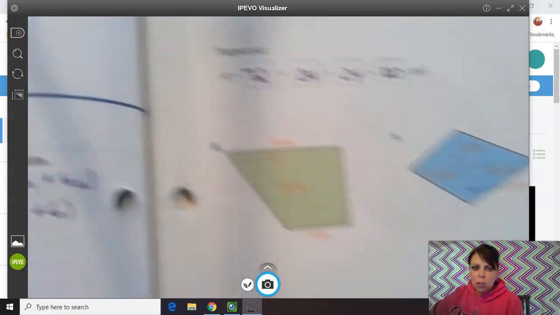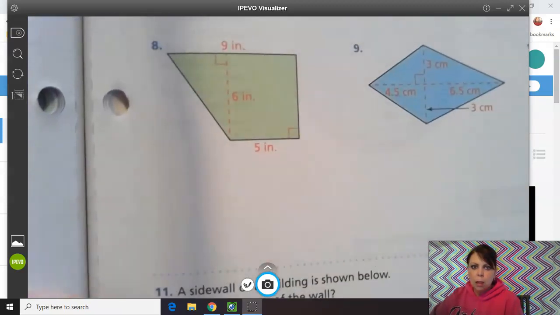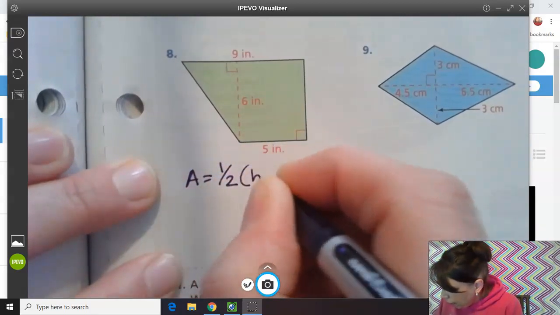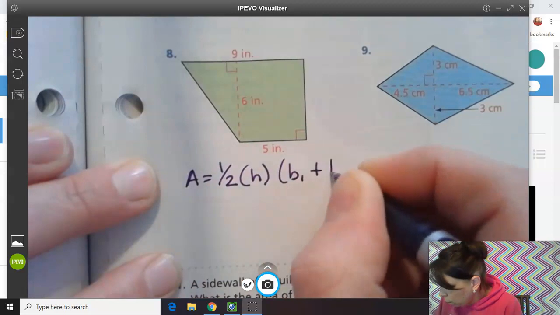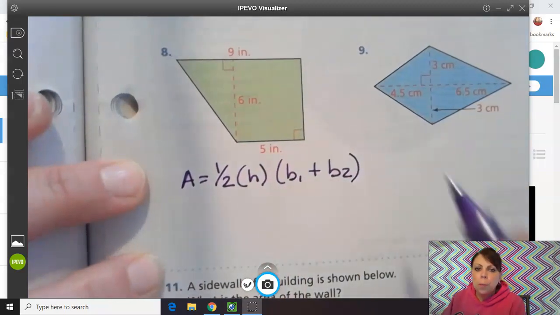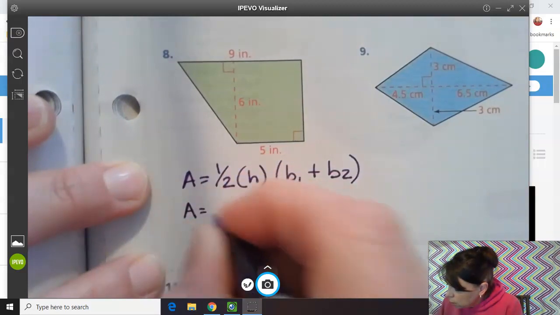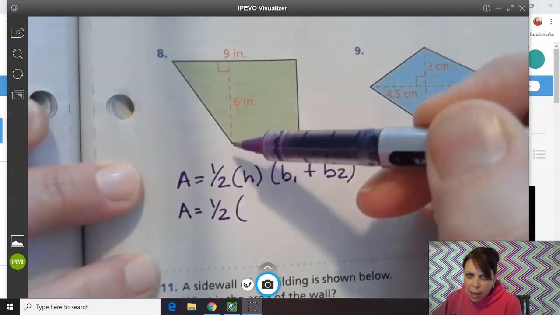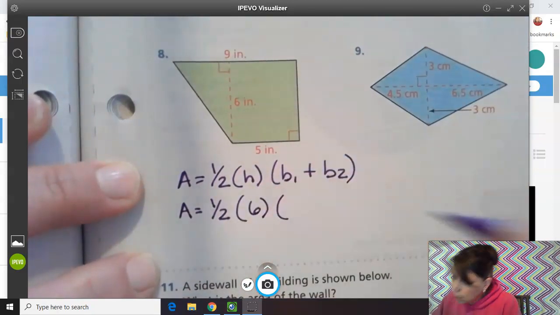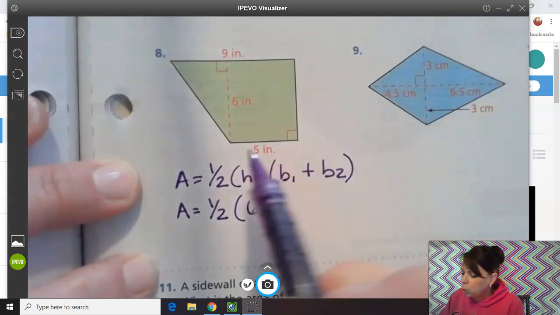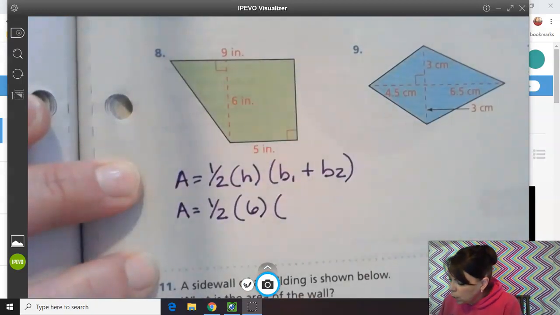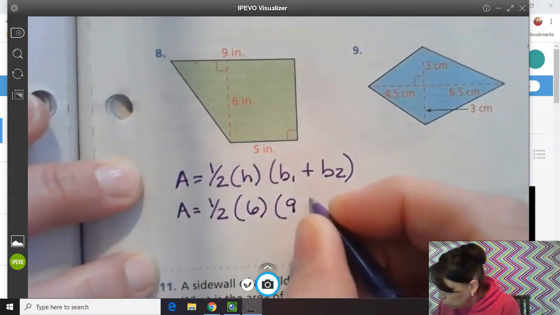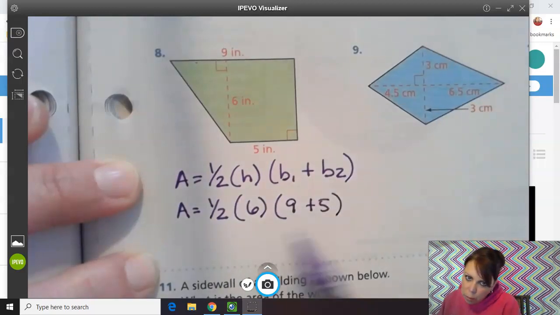Let me see if I can get this scooted over a little bit. There we go. So again, we're going to use this formula. Area equals half of the height times base 1 plus base 2. All right. Let's plug some numbers in. Area is half of the height, which is this dashed line, 6, times base 1 and base 2. The bases are the 2 lines that are parallel to each other, so that's these 2 sides. So base 1 is 9 plus 5. Again, it doesn't matter which comes first because you're adding.